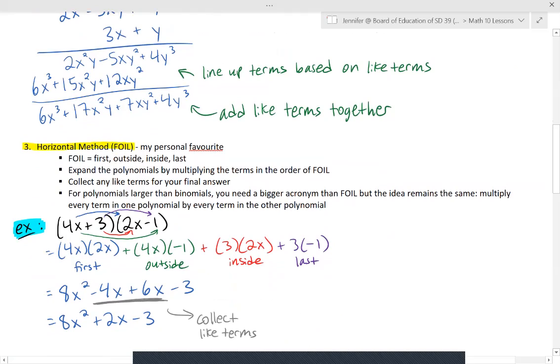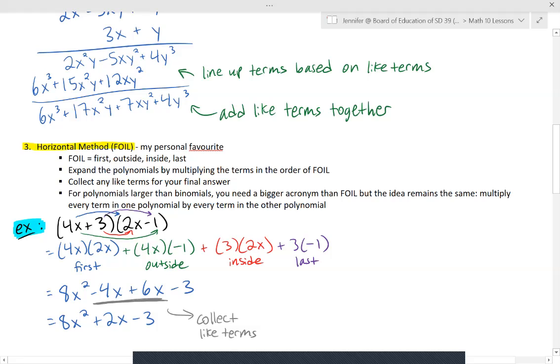So first means the first terms in each polynomial will be multiplied first. So in blue, I've drawn the arrow here. It's going to be 4x times 2x. So first terms in each polynomial get multiplied. Then we've got the O, outside, so the two outside terms. We've got 4x and -1. Those are on the outside. They get multiplied next. Then the I is inside, so the two inside terms, 3 and 2x, get multiplied. And then the L is last, so the last two terms in each polynomial get multiplied.